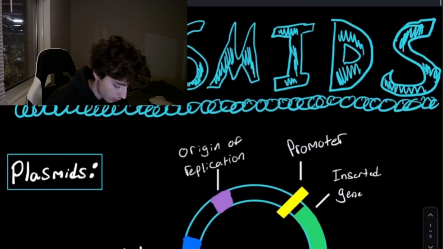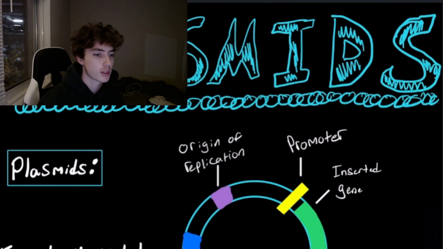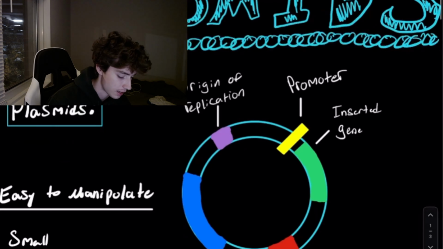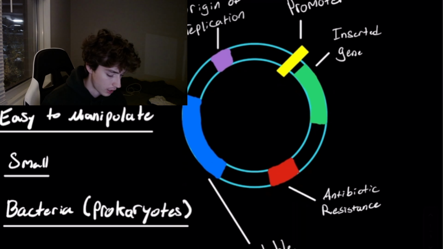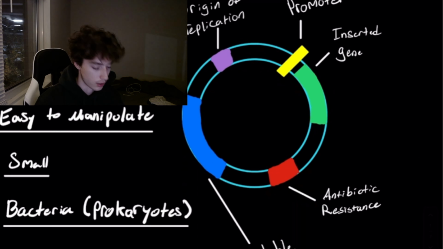Okay, so today we're going to be talking about plasmids. Plasmids are very small circular pieces of DNA. They're very easy to manipulate, meaning that they're going to be used in genetic engineering and stuff like that. And they are mainly found in prokaryotic cells, such as bacteria.